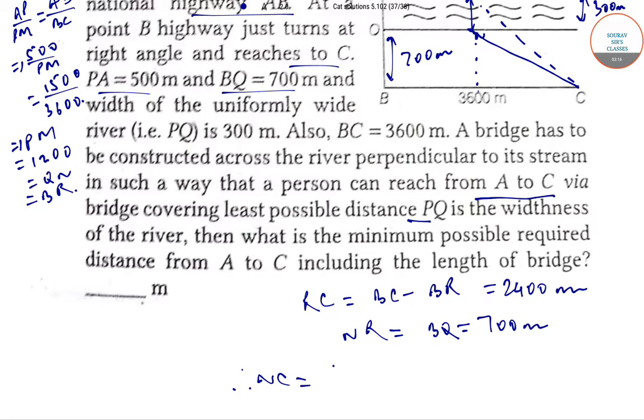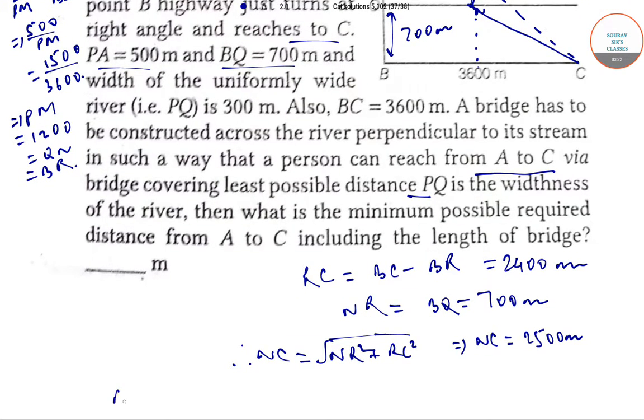Therefore, NC is equal to root of NR squared plus RC squared. So NC is equal to 2500 meters. Also, AM is equal to root of AP squared plus PM squared. So AM is equal to 1300 meters.